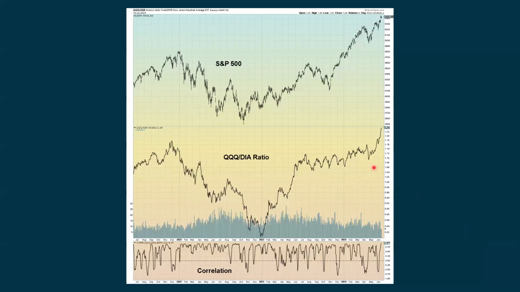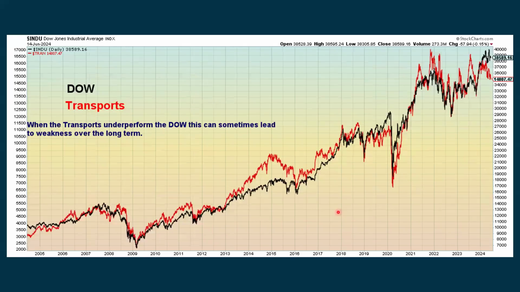Then we look at the S&P on top, and then a ratio between the QQQs and the diamonds, which is the NASDAQ 100 to the Dow. We're seeing that there's a pretty strong correlated relationship between the top chart and the ratio in the middle chart. And the transports have been really a disappointment, where the Dow, even though it's not doing all that great these days, is doing better than the transports, which is the red line.